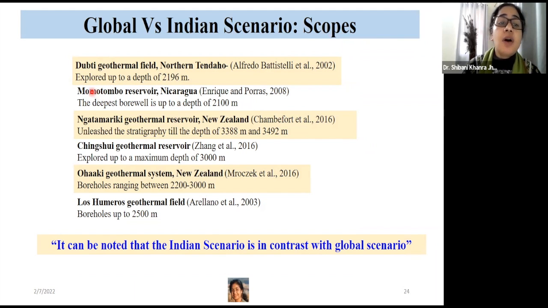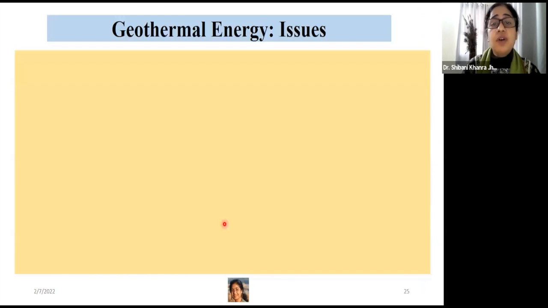Then again, in Nicaragua, one geothermal reservoir, Momotombo, is also greater than 2,000 meters, so nearly 2 kilometers. Some other examples are shown here in New Zealand. You can see here more than 3,000, 3,492. Almost the range is 2,000 to 3,500 meters. So if we compare the Indian scenario, it is in contrast with the global scenario.